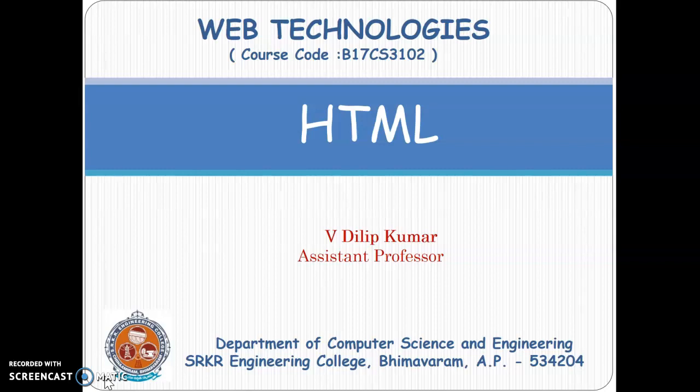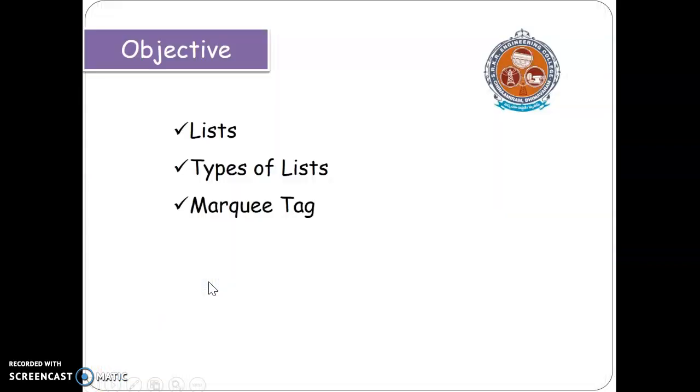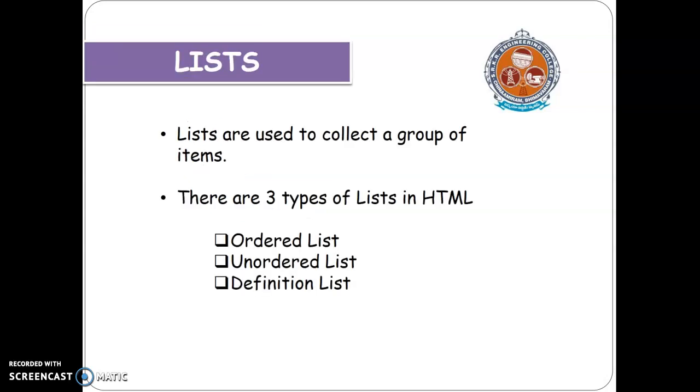In this lecture, we will discuss HTML lists. The objective of this lecture is to learn what lists are, what the types of lists are, and marquee tags. Lists are used to collect a group of items.